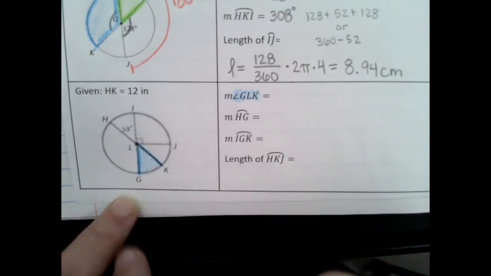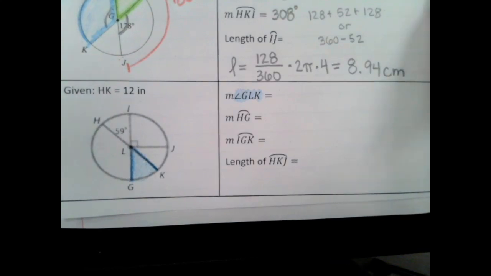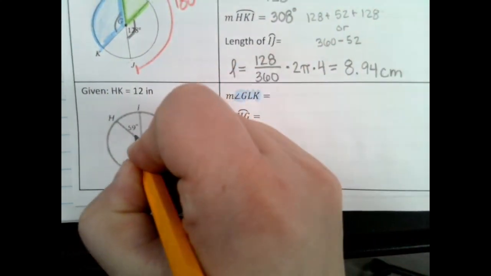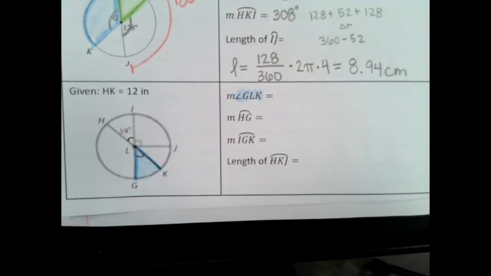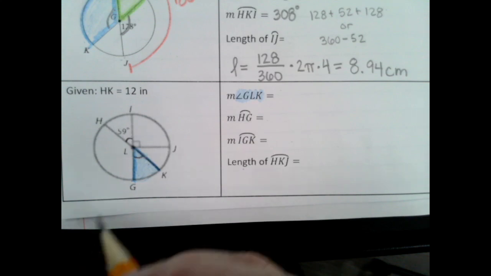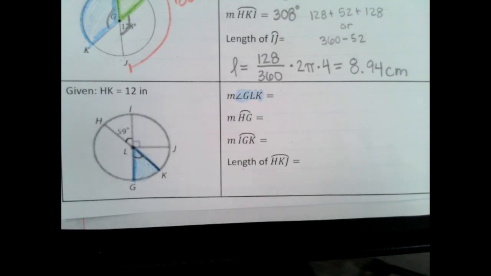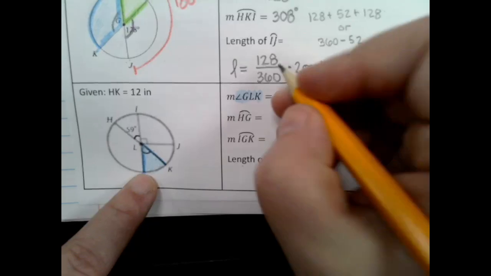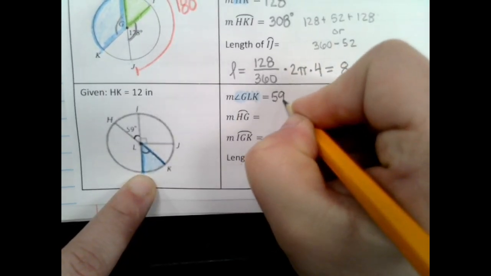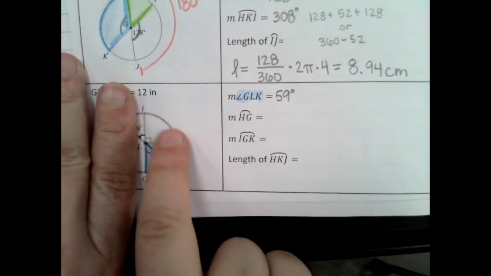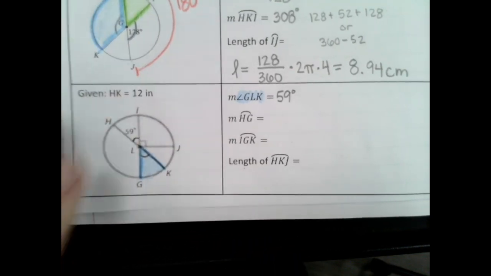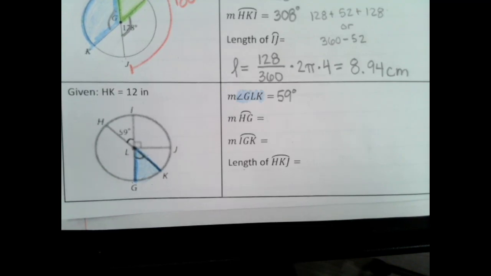One way, or the easiest way, would be to think vertical angles, angles that are across from each other, are congruent. Remember, those little arcs mean they're the same, they match. So how many degrees is GLK? 59 degrees. If you did not know that for vertical angles, you could have used the idea that this is 180. Nope, you couldn't have done that. That's how you need to do that one. Got to do it that way.